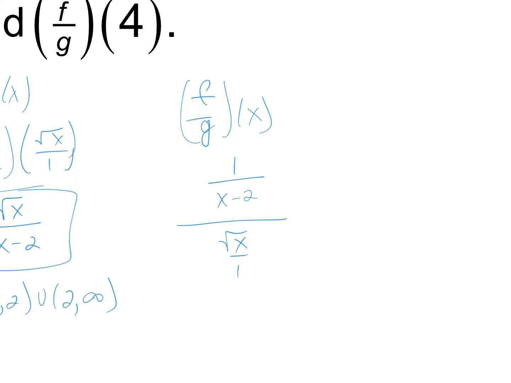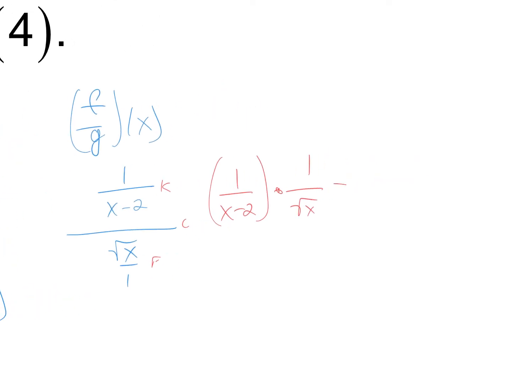What do I do? Keep, change, flip. Perfect. So 1 over x minus 2 times what? 1 over the square root of x. All right, so this becomes 1 over the square root of x times x minus 2. Can I do anything else with that? Nah, leave it. Does my domain change?